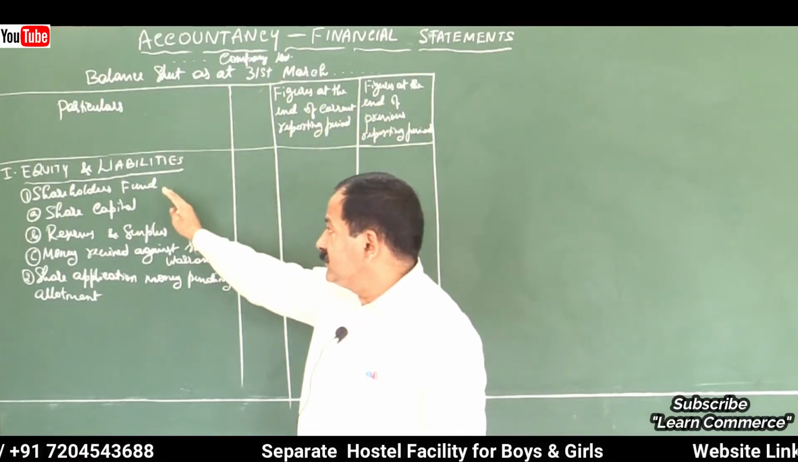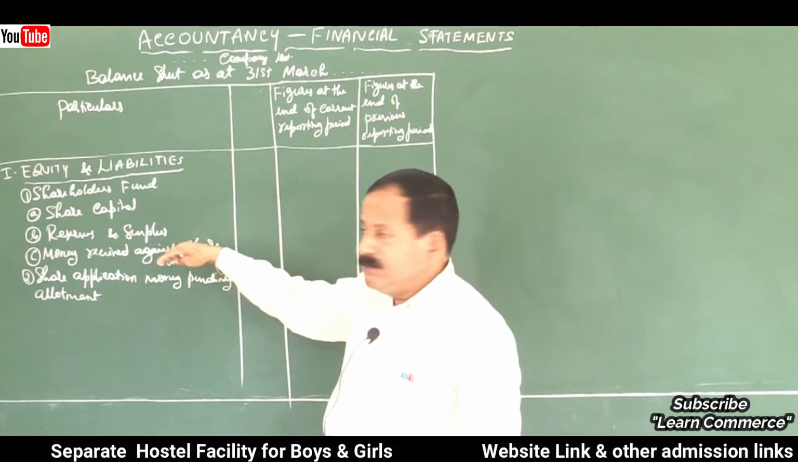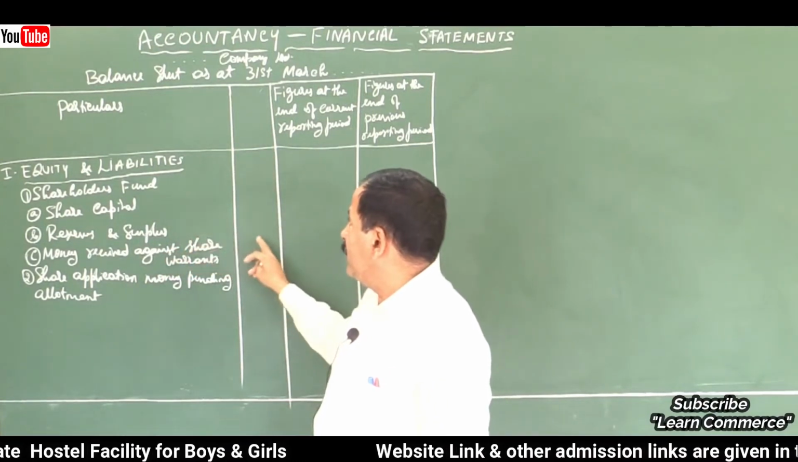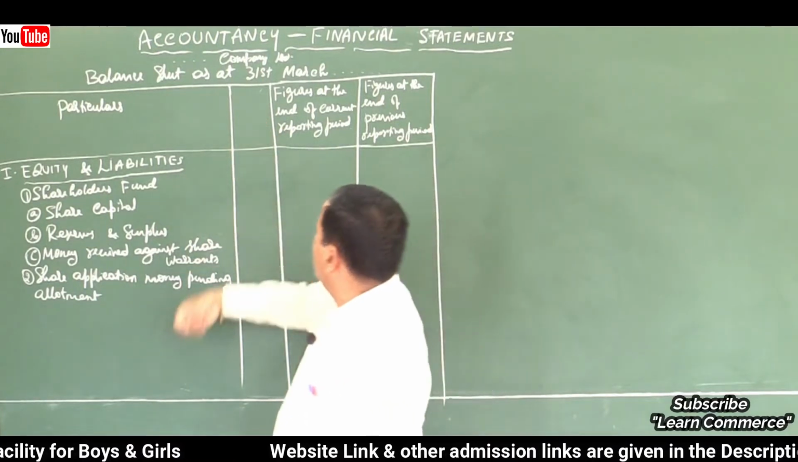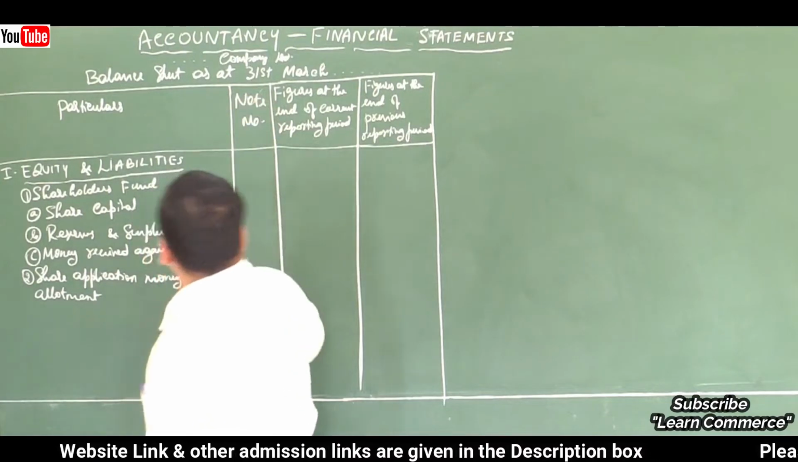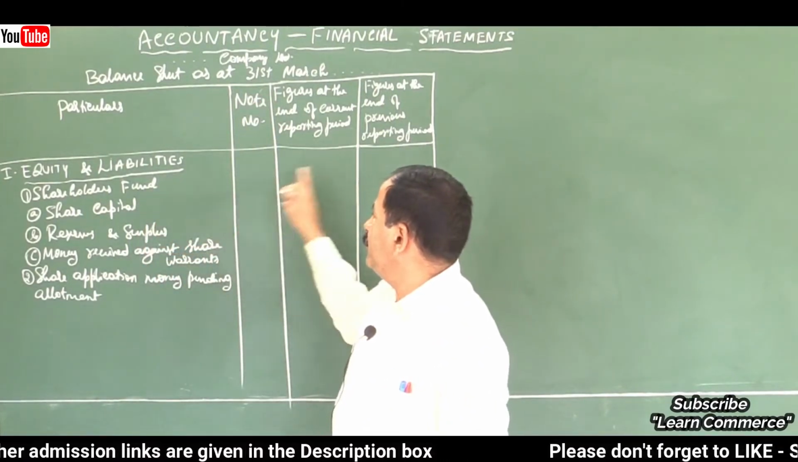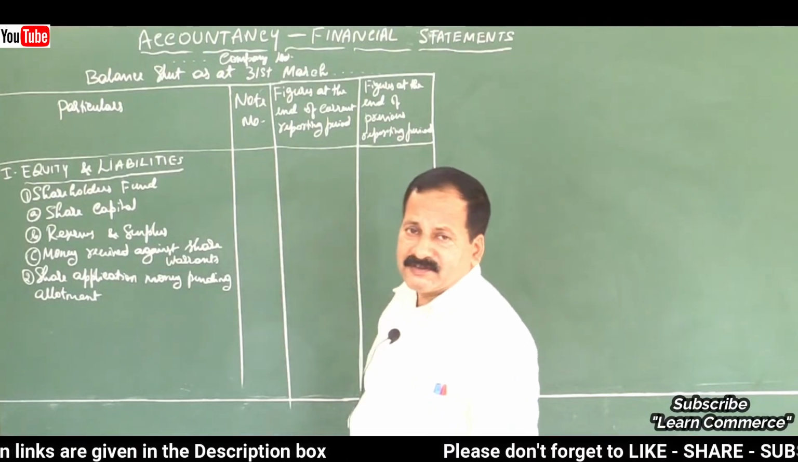Okay. So the same thing holds good there also, here also. So you have to write the note number here. Whatever note number we give, this is the note number column. Note number 2, employee benefit expense, we will write, and straight away we will write the amount. That's all.